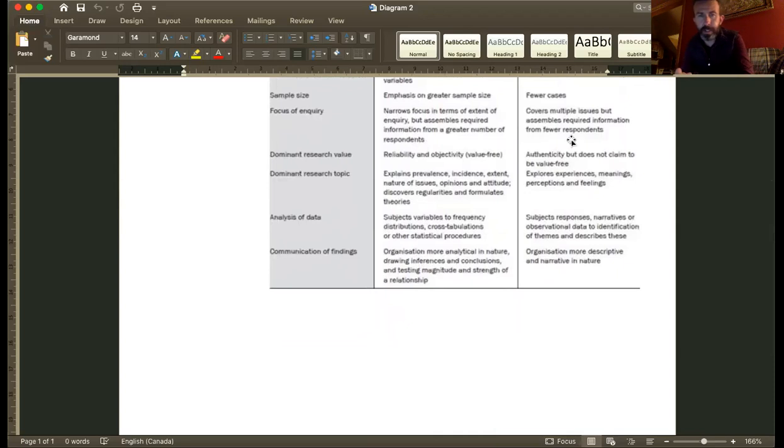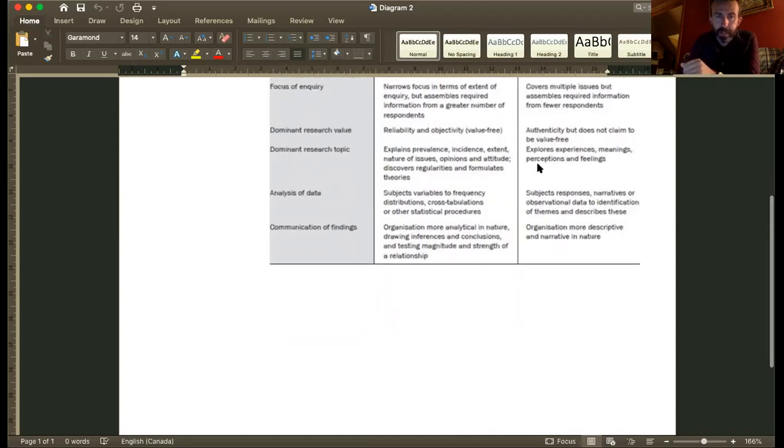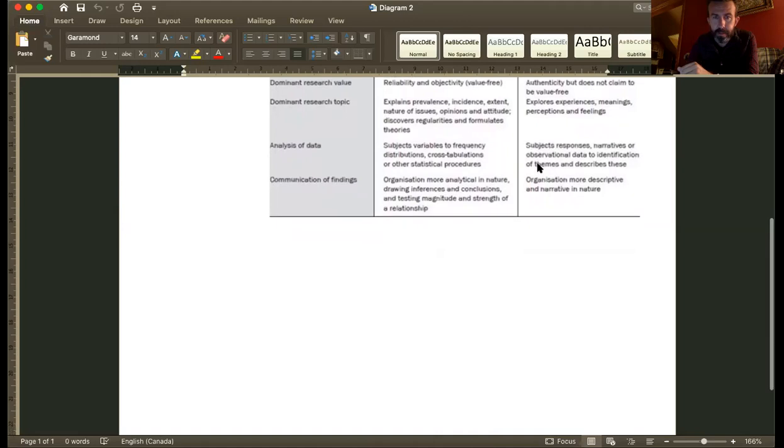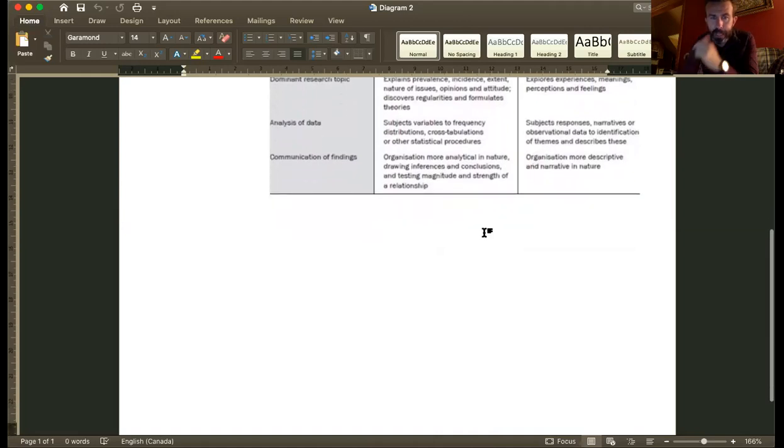Sample sizes tend to be much larger in quantitative, but not always. Whereas in qualitative, your sample tends to be much smaller, though again, not always. What else do we have that we should look at here? Yeah, I would just remark upon this last one here, how we communicate the findings in the final phases of the research process, the final step really.